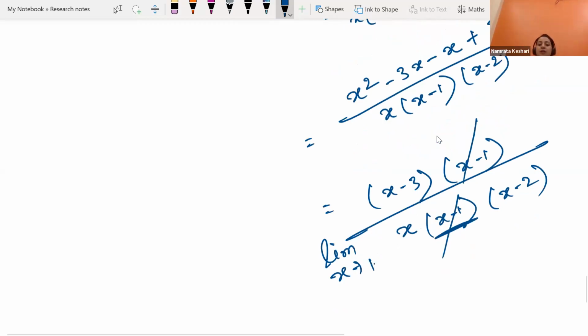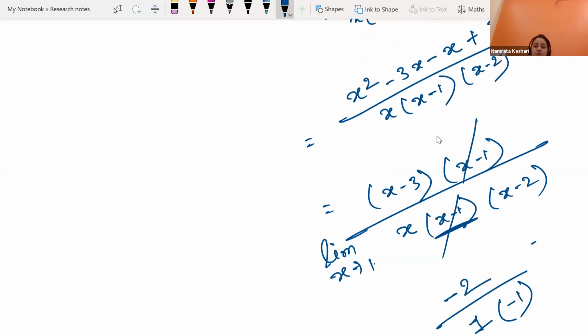Okay, 1 minus 3 is minus 2 and the denominator will be minus 1. That means 2 is the answer, right? Ali and Alina? Yes, ma'am. Okay, so we have to do this huge simplification.